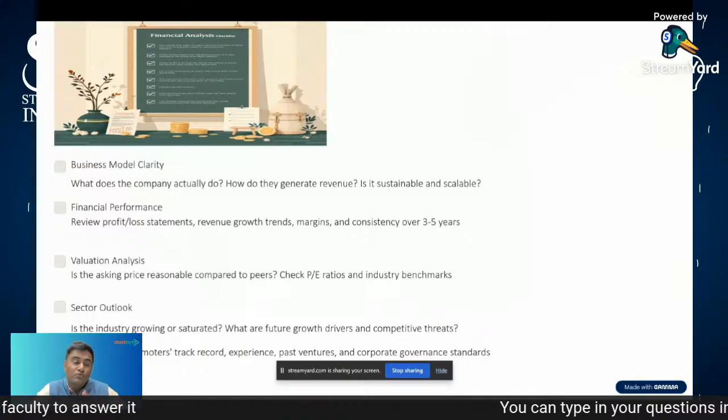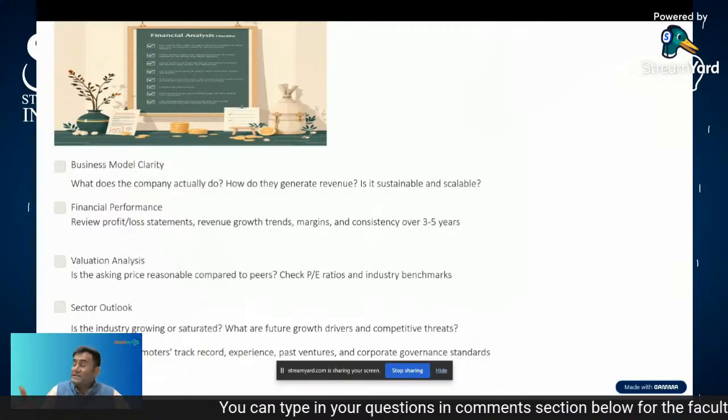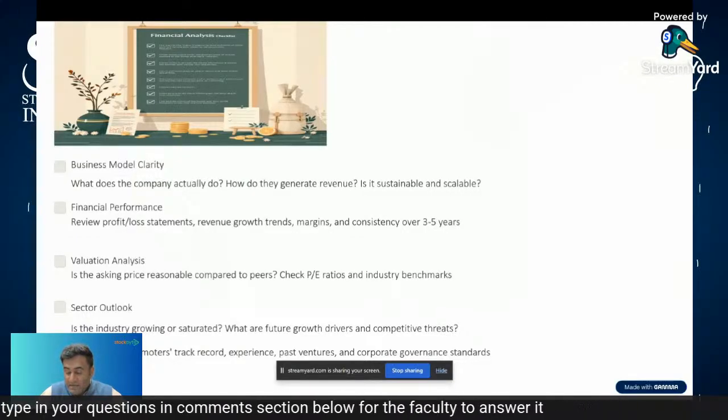So do read about the sector, friends. Is it a growing sector or is it saturated? What are the future growth drivers and competitive threats?